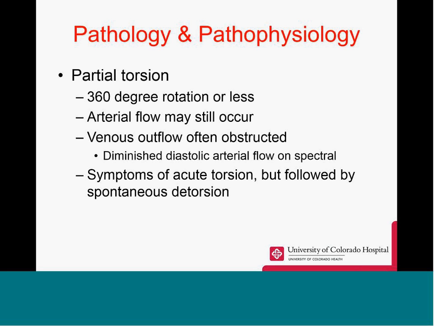Partial torsion is where the testicle rotates 360 degrees or less. The arterial flow may still occur. You'll probably have a higher resistive index, so above 70%. It would also be asymmetric to your normal testis, the resistive index. The venous flow is often obstructed, but not always because of the rotation only being 360 degrees or less. But you should see diminished diastolic arterial flow on spectral Doppler.